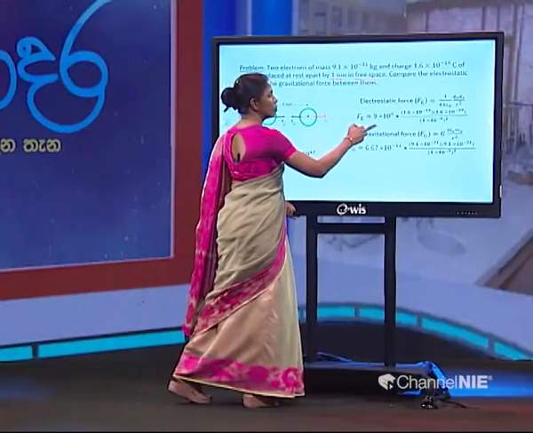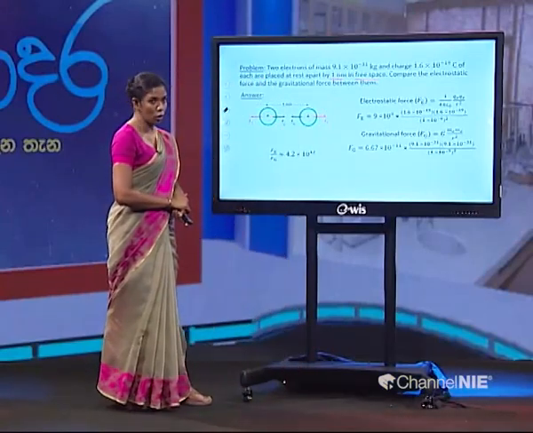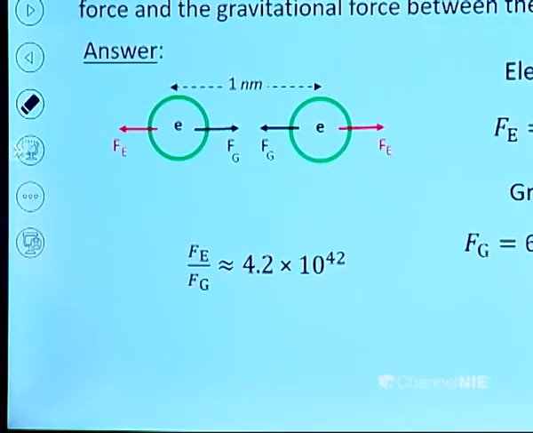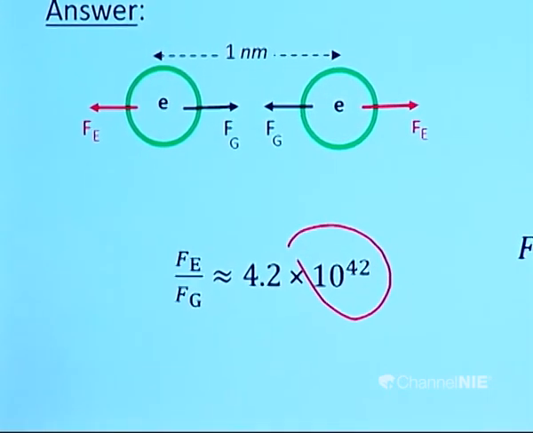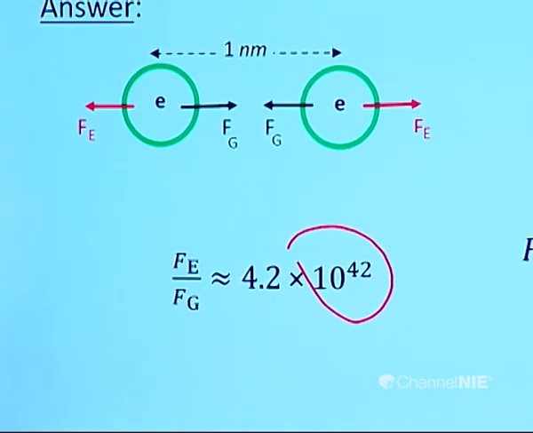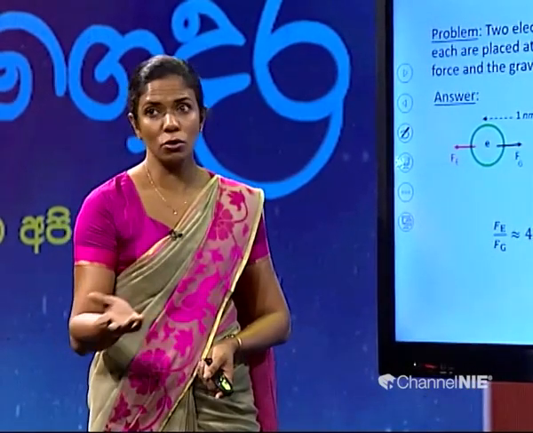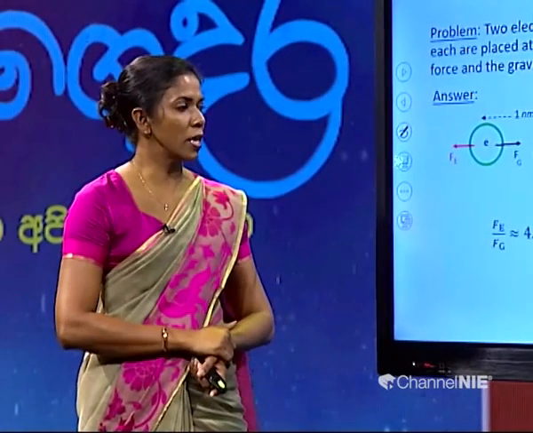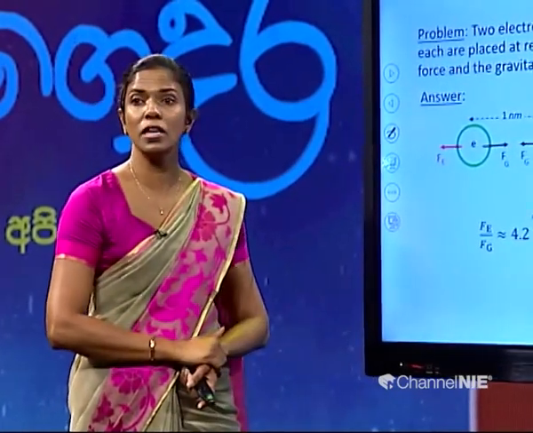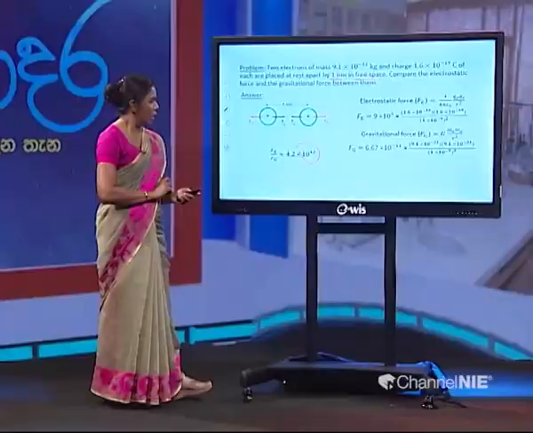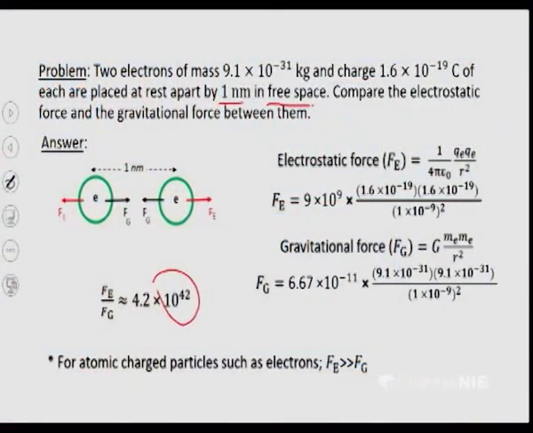Now, the purpose of doing this question is not only to explain how to use Coulomb's mathematical expression, but also to show that the electrostatic force is about 10 to the power 42 times bigger than the gravitational force when you compare two atomic, charged particles like two electrons or two protons. So, sometimes we tend to ignore the gravitational force when we compare it with the electrostatic force. We say the electrostatic force is much bigger, so we might even ignore the gravitational force at times. Therefore, in atomic charged particles, sometimes we tend to ignore it, as I said, because Fe is greater than Fg.